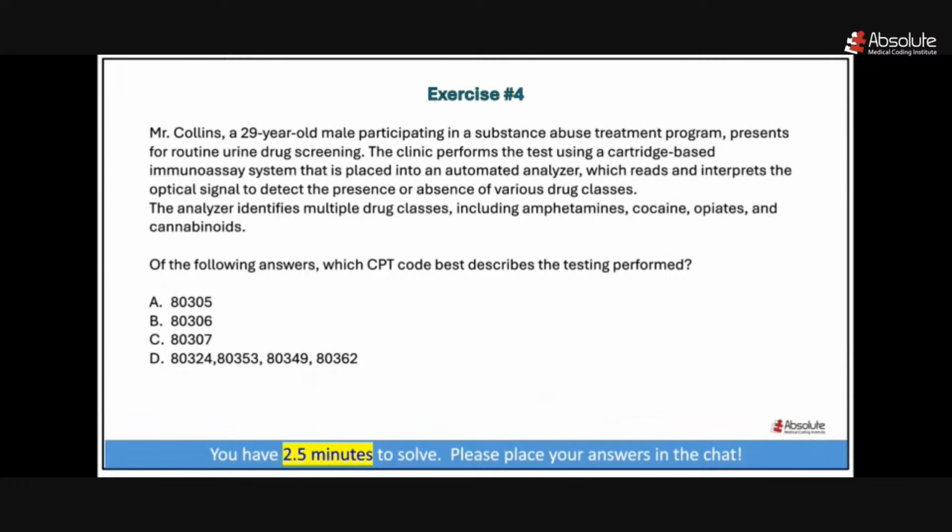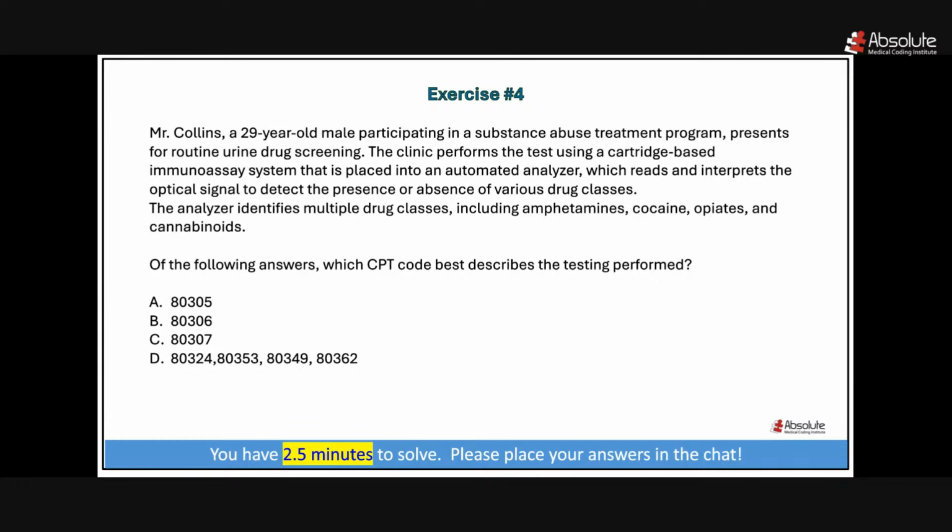Of the following answers, which CPT code best describes the test performed? Option A 80305, option B 80306, option C 80307, option D 80324, 80353, 80349, and 80362.